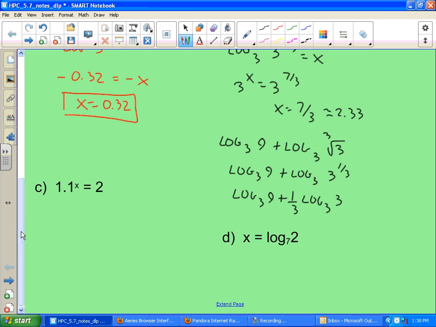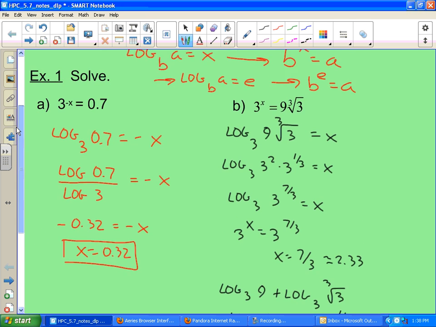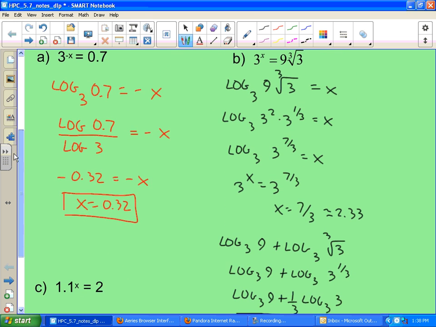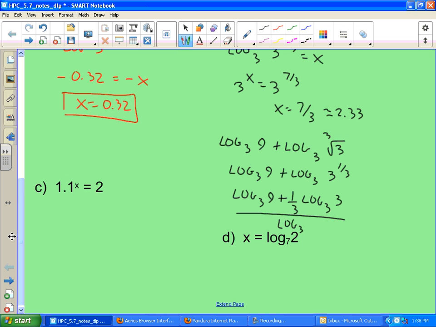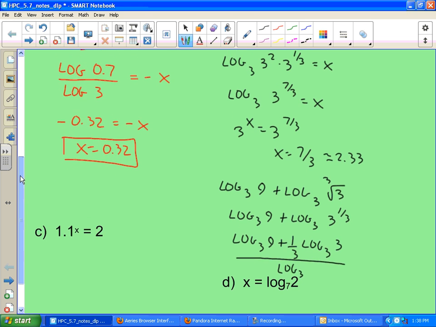Then all of that would be divided by log base 3 of something. What is it? No, it's not divided by n. Wait. I lost something. Wait.